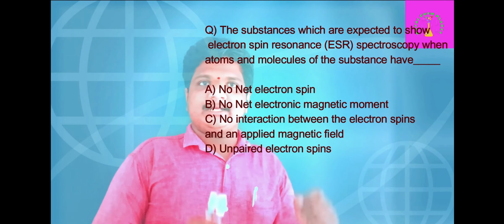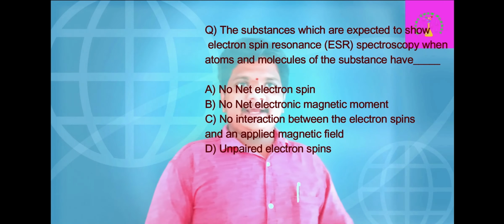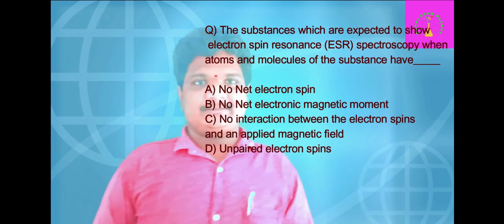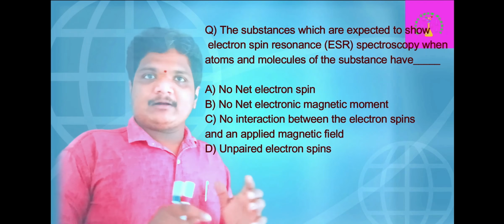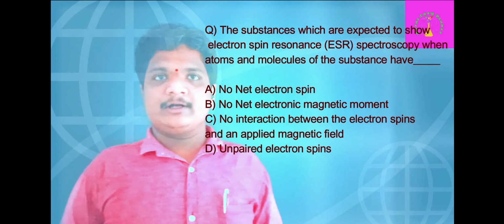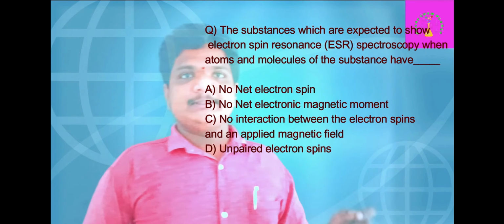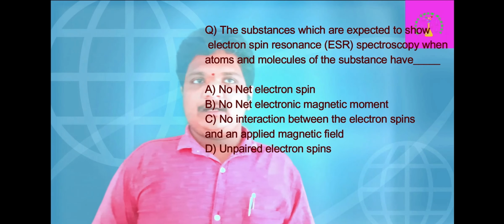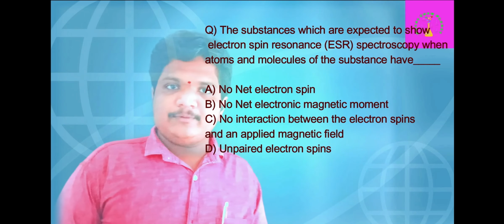The substances which are expected to show electron spin resonance spectroscopy, that is ESR spectroscopy, are those whose atoms and molecules have dash. Option A is no net electron spin, option B is no net electronic magnetic moment, option C is no interaction between the electron spins and an applied magnetic field, and option D is unpaired electron spins. This question is based on the requirement of ESR spectroscopy: which kind of molecules will show the ESR spectrum?